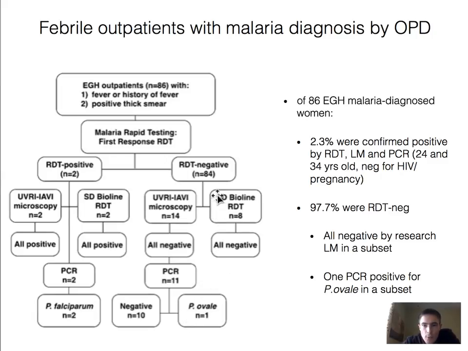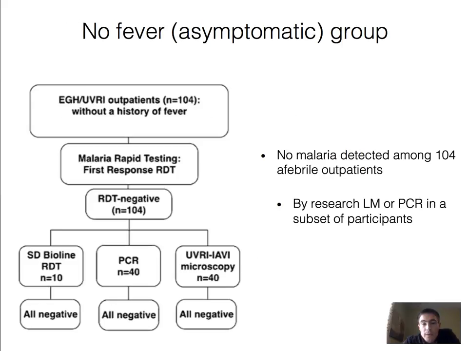This is an interesting observation because Plasmodium ovale is a more rare parasite in the region compared to Plasmodium falciparum. Now, it's important to note that all of these women that were diagnosed as having malaria at the hospital were also treated with antimalarials. Looking at the group with no fever, so the asymptomatic group, no malaria was detected among the 104 women using rapid tests, and this was also confirmed by PCR and research microscopy. The tests were negative by both, implying that the prevalence of malaria in the general population may be quite low.